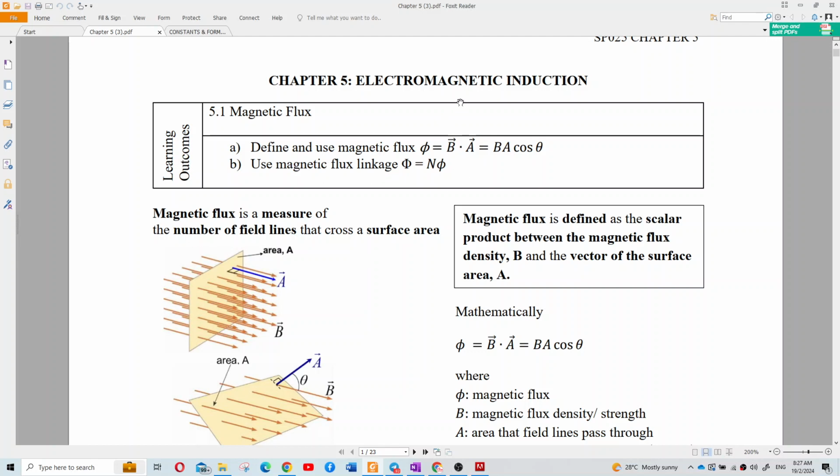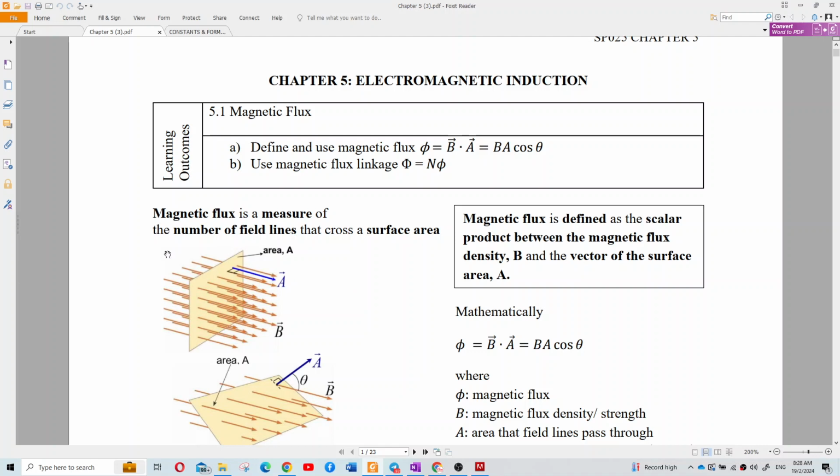So chapter 5 is about how to generate electricity, using a coil and a magnet. So first, we must know about magnetic flux. What is actually magnetic flux? We already know magnetic flux is a measure of the number of magnetic field lines through a cross-sectional area.